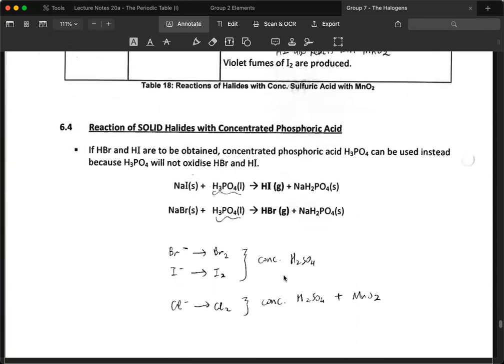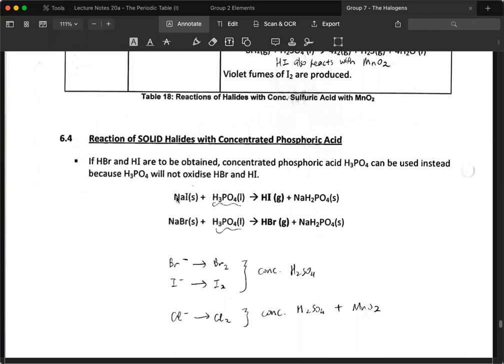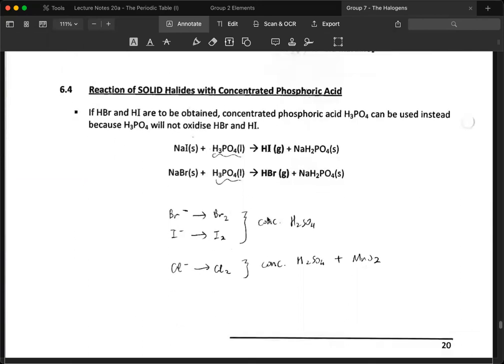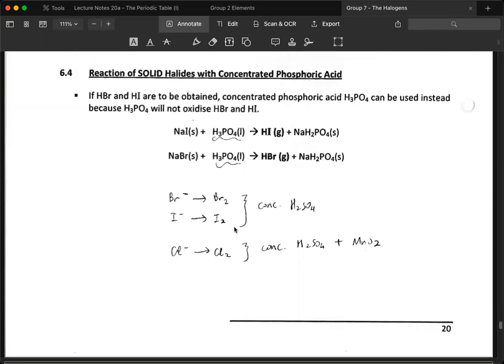Solid halides with concentrated phosphoric acid can also react. You use concentrated phosphoric acid, not to oxidize, but to react with the solid halide to form the hydrogen halide. So this is in general.